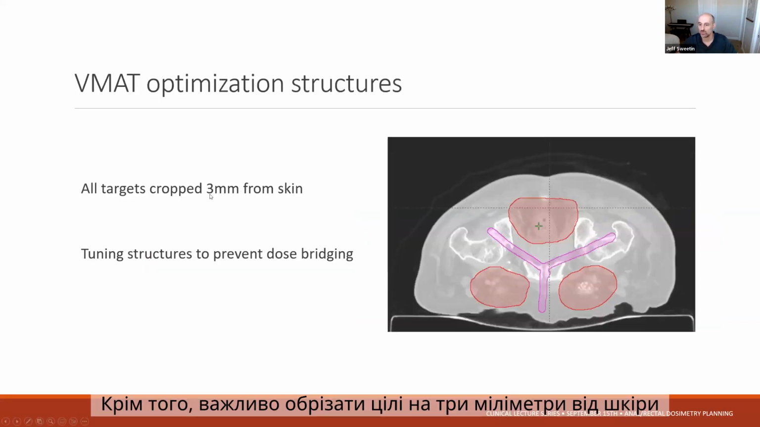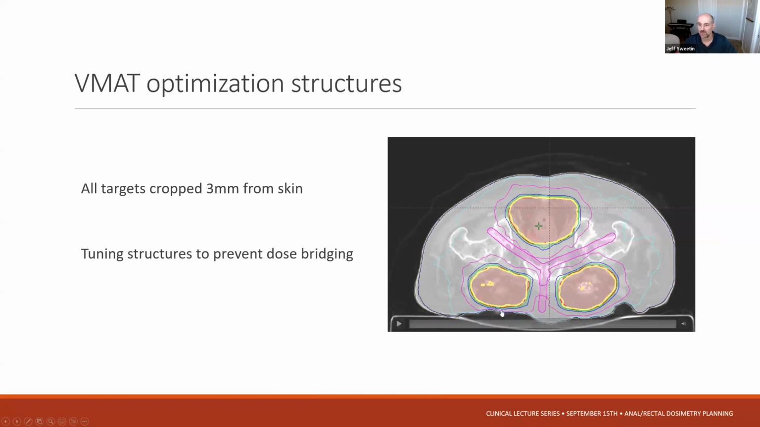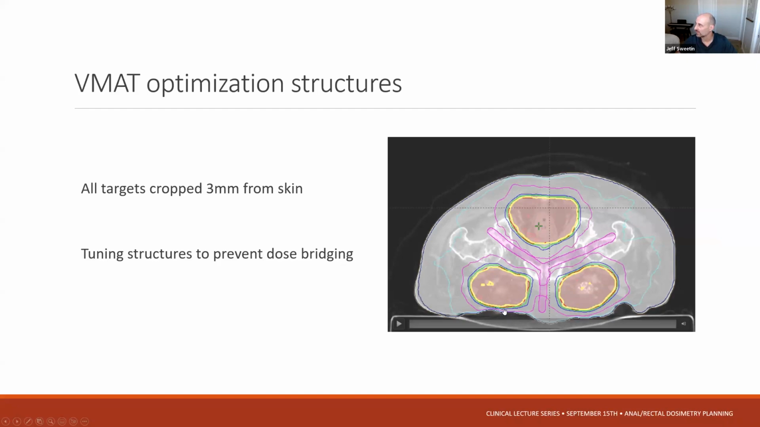And then it's also important to crop any targets 3 millimeters from the skin, unless it's a situation with bolus, because as we know, it takes a few millimeters to build up dose at the surface. So when normalizing to a volume that's too close or even outside the body, it can cause your plan to be unreasonably hot.